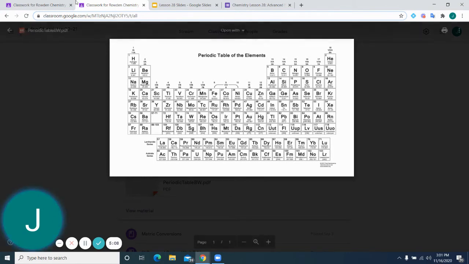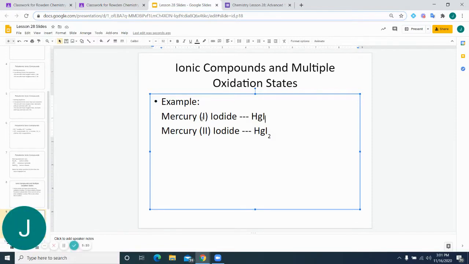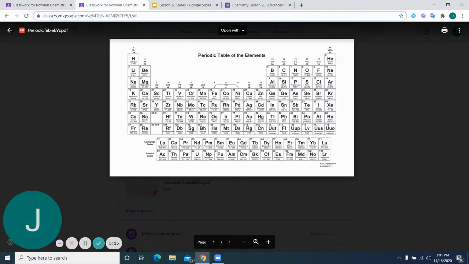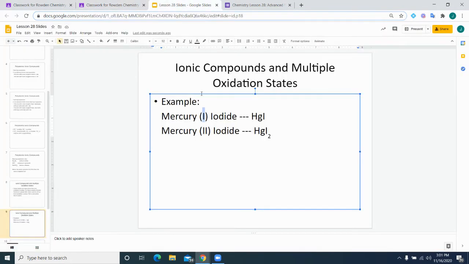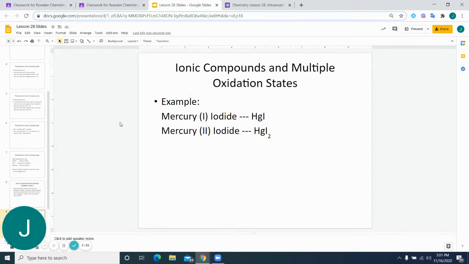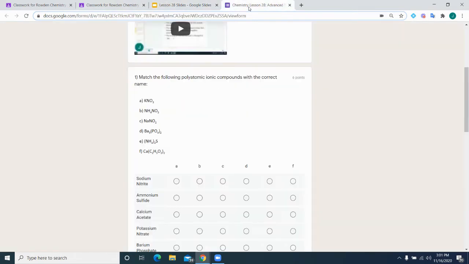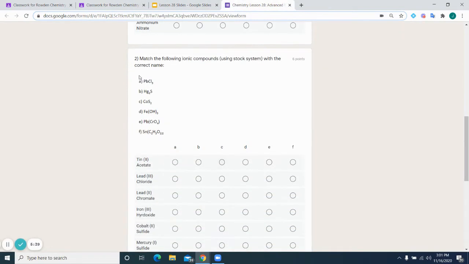Not because of where it's at on the table, but because it uses the stock system, meaning this right here tells you your charge. And then iodine right here is a -1, so they balance out 1 and 1. Or what it had before, 2 and 2, which is a different situation. And look right here, HgI2. Well, that's happening because it's mercury(II), meaning the mercury has a +2 charge, iodine has a -1, so it requires 2 iodines to balance it out. So that's how we do the stock system. So you'll see this set of questions. You'll see the elements, and you have the stock system right there.